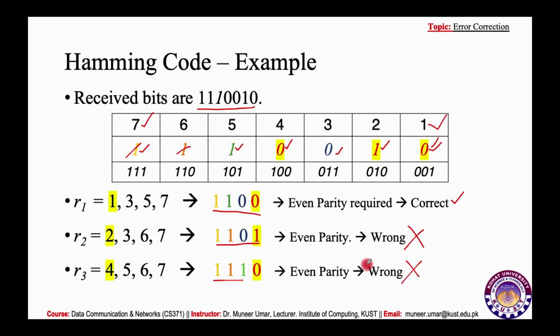Now, let's correct this bit. So if I make it 0, then this would not be wrong, this would be correct, and also this would be 0 because 6 is 0 now, so this one is also not wrong, and this one is now correct. So 3 cases are correct. It means that bit at position 6 got corrupted, and this one can be corrected by looking into the values of these parity bits or these redundant bits.